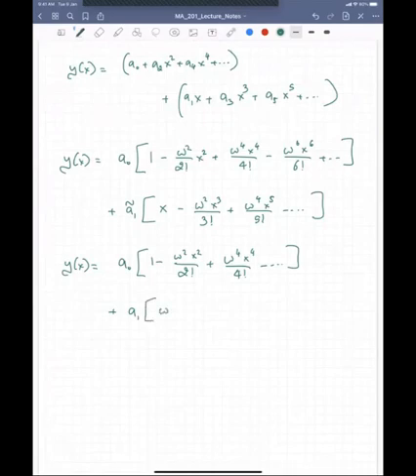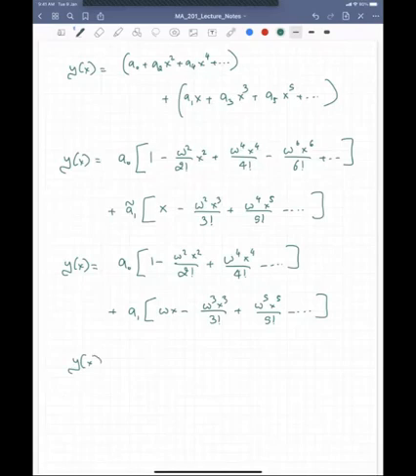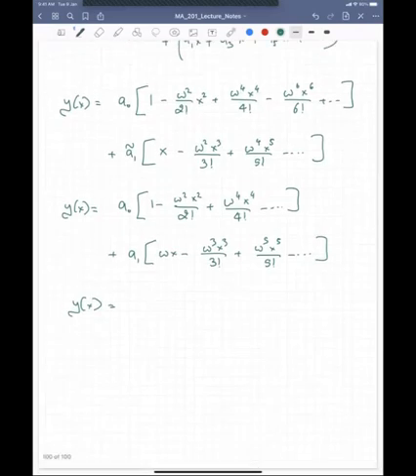And I can write this as omega x minus omega cubed x cubed over 3 factorial plus omega to the 5 x to the 5 over 5 factorial and so on and so forth. And by such laborious means, you have figured out what you already knew, that this is a0 cosine omega x plus a1 sine omega x. Okay. So this is how a series solution in practice works.